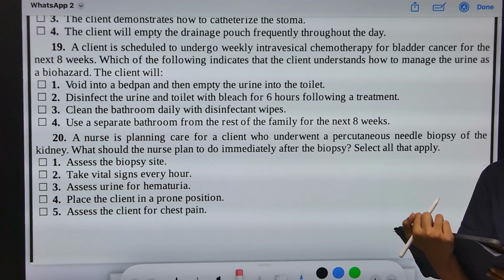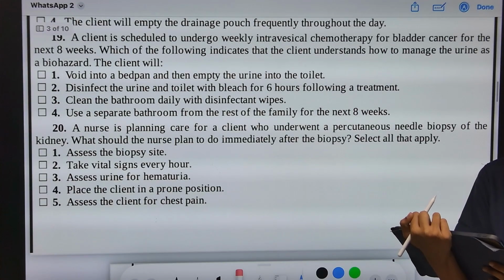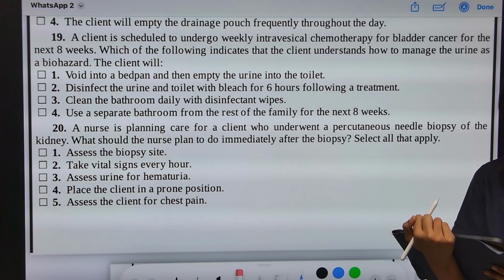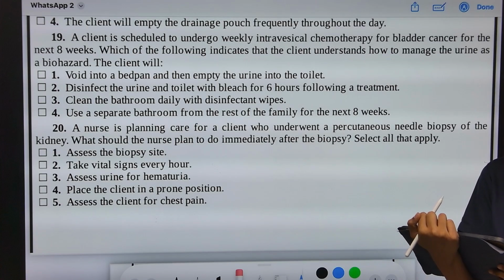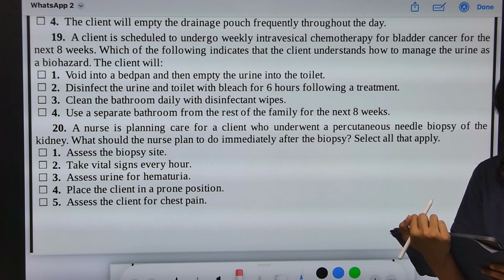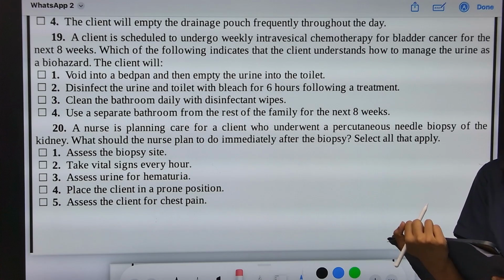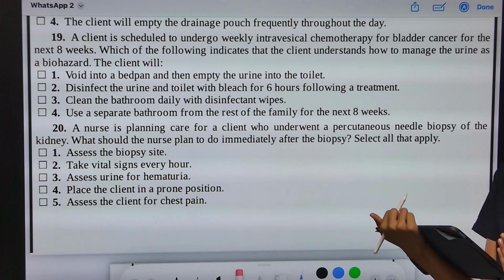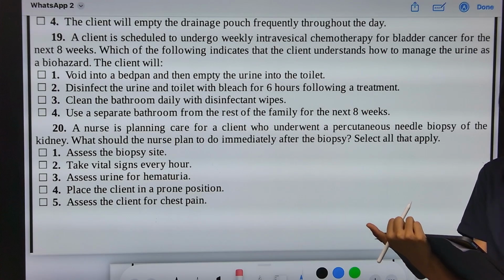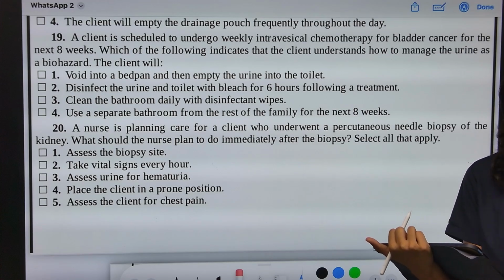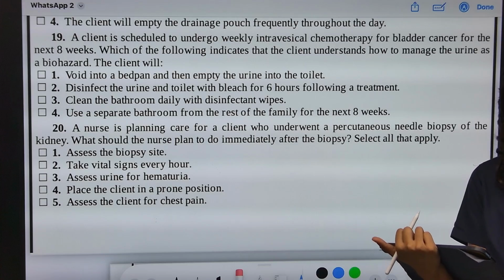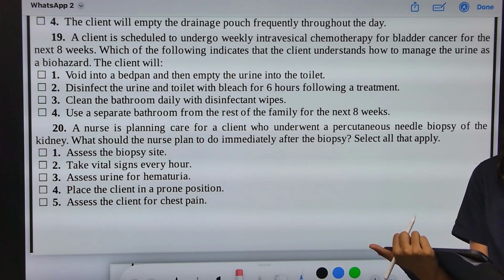Now question number 19. The client is scheduled to undergo weekly intravesical chemotherapy for bladder cancer for the next 8 weeks. Which of the following indicates the client understands how to manage the urine as a biohazard? You have 4 options, just read the options and tick the right one. Okay, if we undergo a chemotherapy procedure for bladder cancer, the urine and some extra items will be biohazards for us. We have to discard the things very precisely, right?